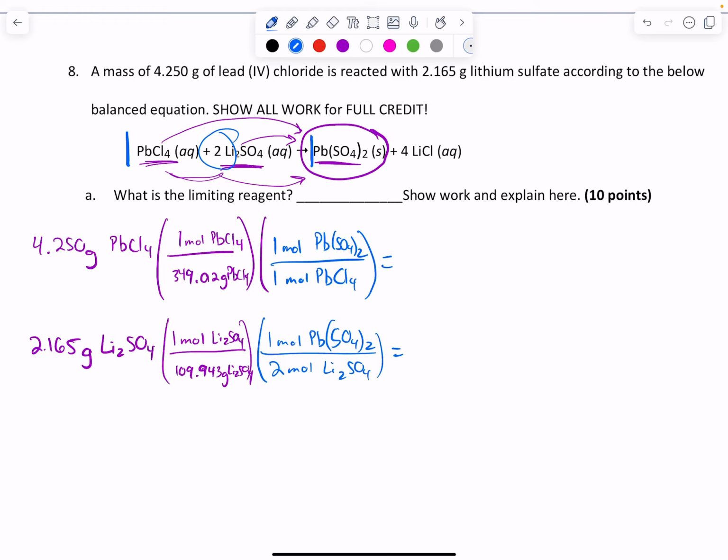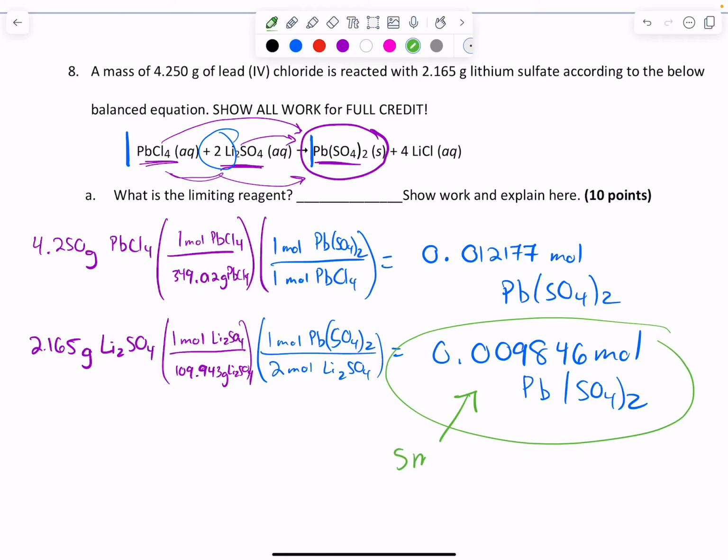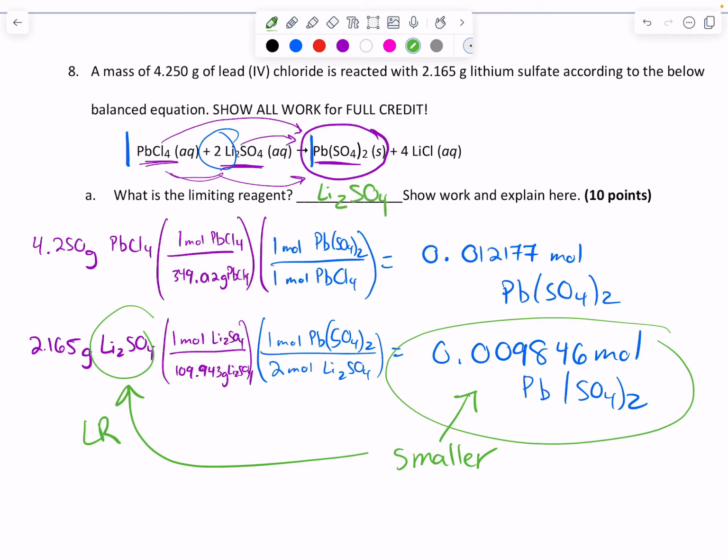So I plug all that into my calculator and I get 0.012177 moles of my lead 4 sulfate, and I get 0.009846 moles. And so now I need to look at these two numbers and say which number is smaller, and that means that this number here is smaller. And so since that number is smaller, that makes this my limiting reagent. So lithium sulfate is my limiting reagent. Sorry, I don't know why I keep saying lithium 2. It's just lithium sulfate. Lithium is not a type 2 ion, so I do not need my 2 there.